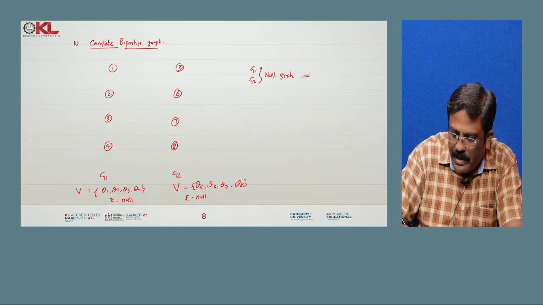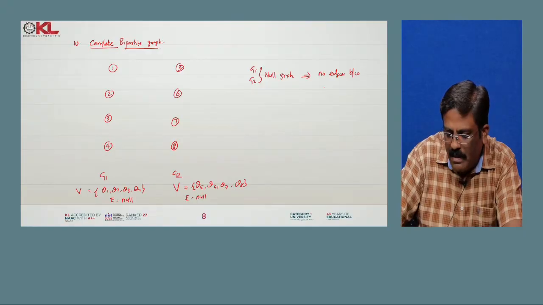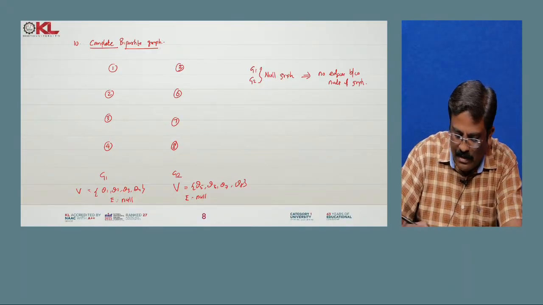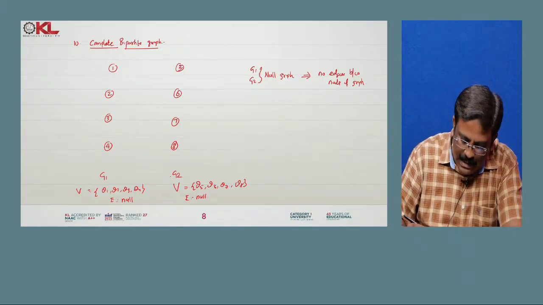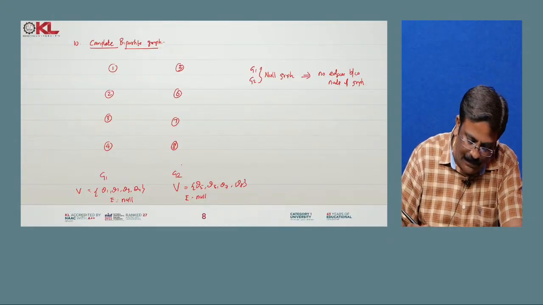What is the meaning of a null graph? A graph with no edges between the nodes is called a null graph. Okay, there are two null graphs. But what is a complete bipartite graph?